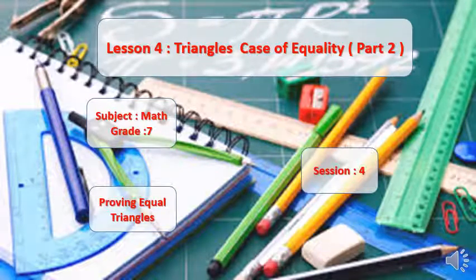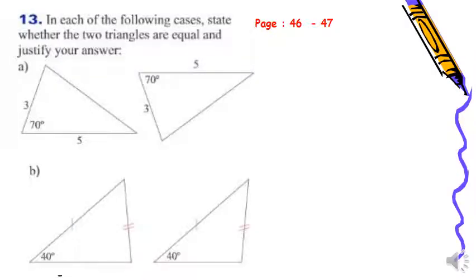Hello, grade 7, and welcome to session 4 of our lesson, which is Triangles Case of Equality Part 2. In Part 2, we are proving equal triangles. So, starting with exercise 13, which is page 46 and 47.